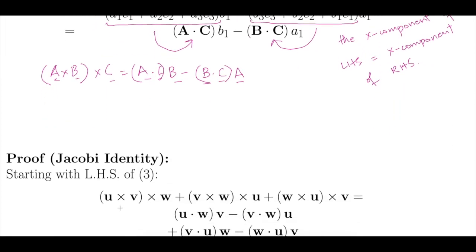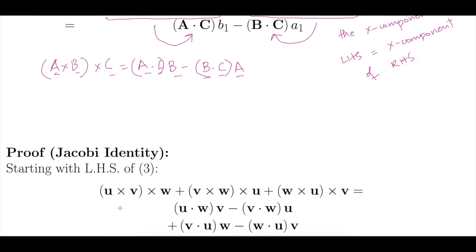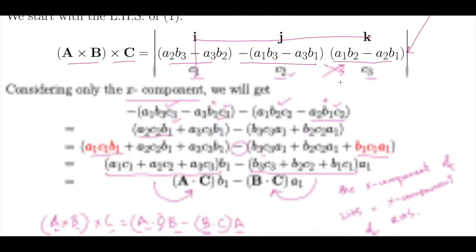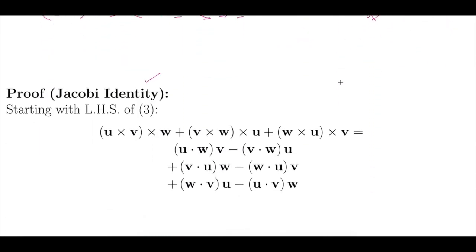Okay, so now what we will do is we will do the proof of Jacobi's identity using the triple product identity. So the left hand side of Jacobi's identity is, I've just copied it from here. So this is the left hand side. So the left hand side is equal to u cross (v cross w) plus v cross (w cross u) plus w cross (u cross v).